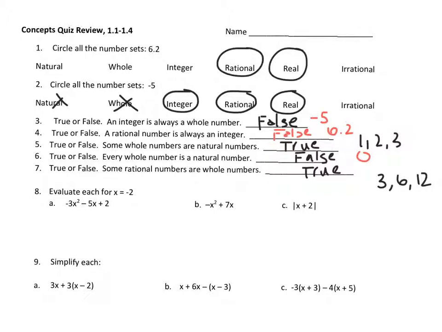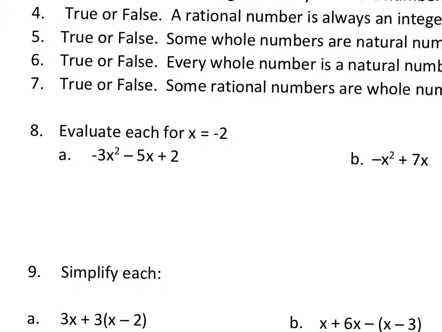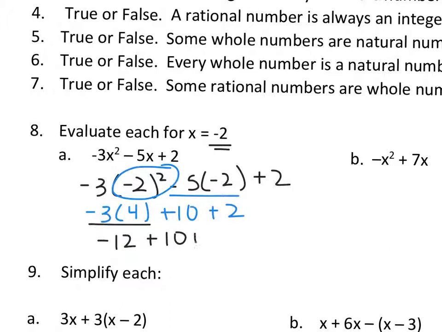Okay, number 8. When you have to evaluate, it means that you need to plug in the number for x and put it in parentheses. So -3 times (-2) squared minus 5 times (-2) plus 2. And then you just use order of operations. You can just plug this in your calculator too. But this is going to be -3 times 4 plus 10 plus 2. So this will be -12 plus 10 plus 2, which is 0.